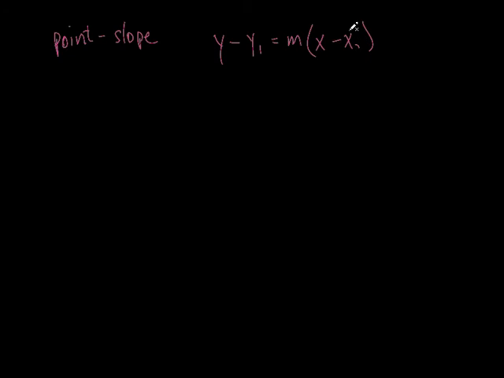Now, the y1 and the x1 are actual numbers that we're going to throw into this. The m, of course, is a slope, just like it was before. The x and the y, without the 1 underneath of it, they just stay x and y. Is that all right? Okay, so here's an example.